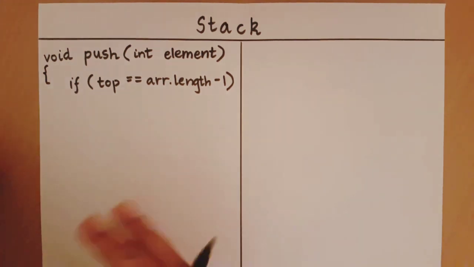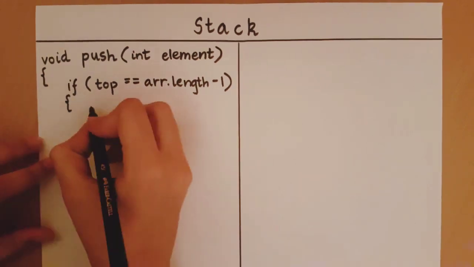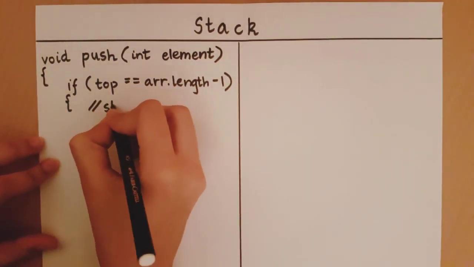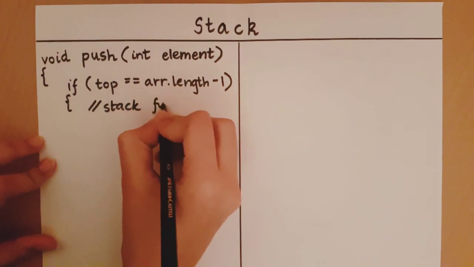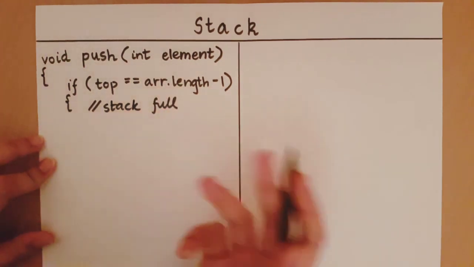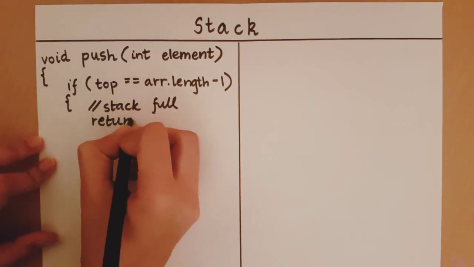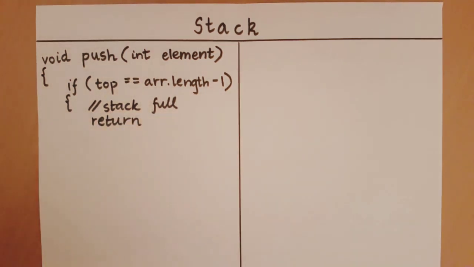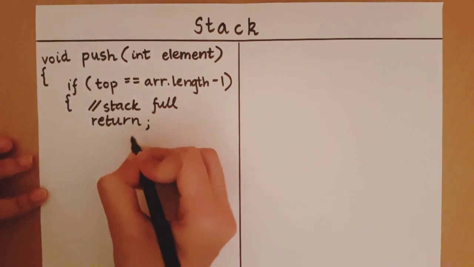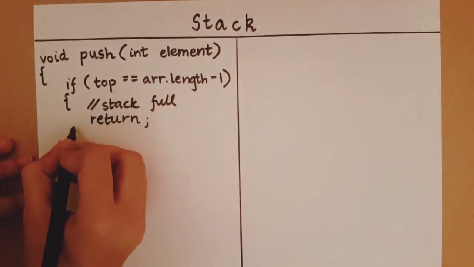So what do we say now? We say that the stack is full. You can provide an error message here, but we do not want to continue with the entire algorithm. So we return from the function here itself.